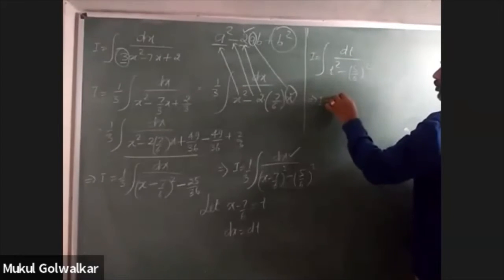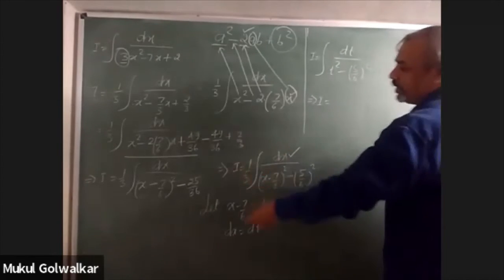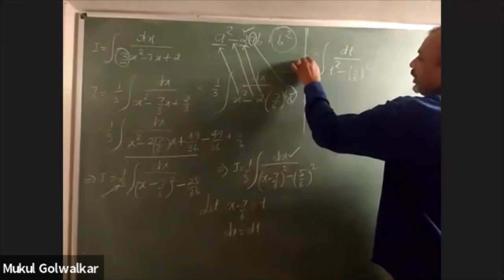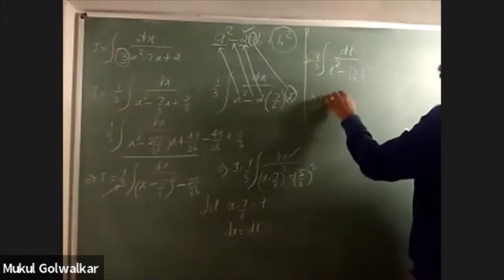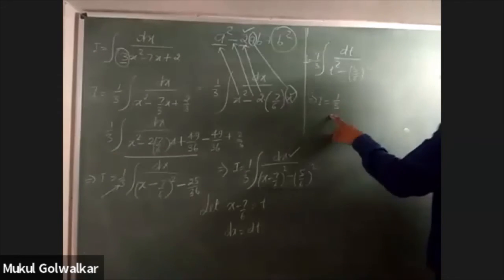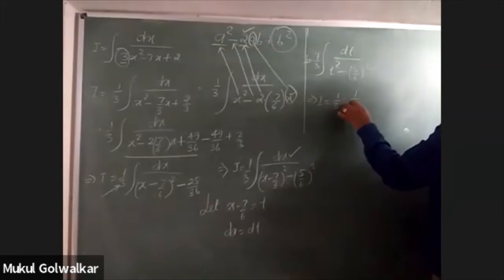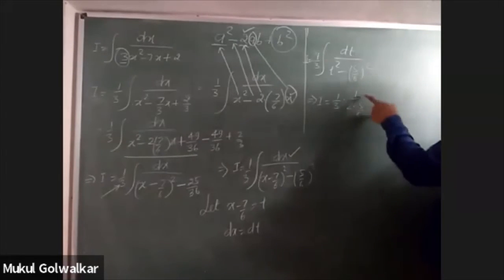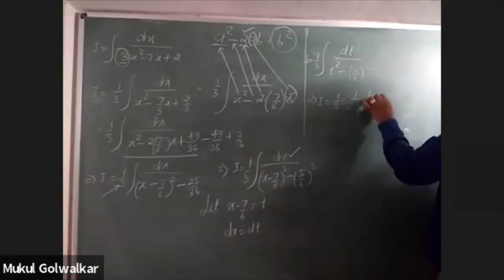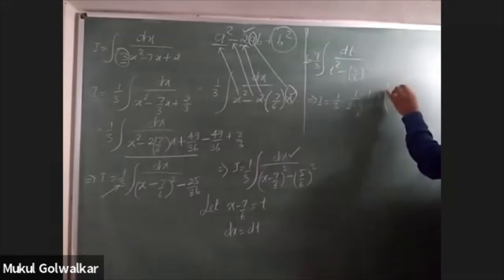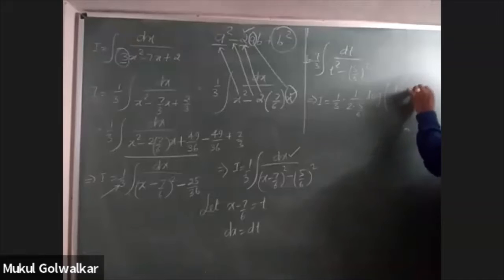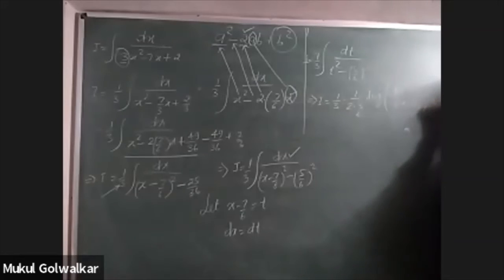So here I write, sorry, I committed one small mistake. This 1 by 3 was to be written outside, so I could not write 1 by 3 over here. I am now rectifying my mistake. So I is equal to 1 by 3, this coefficient is outside. And now I am applying the formula 1 by 2a. So 1 by 2 into 5 upon 6, log of, that was t minus a, that means t minus 5 by 6 divided by t plus 5 by 6 plus a constant of integration.